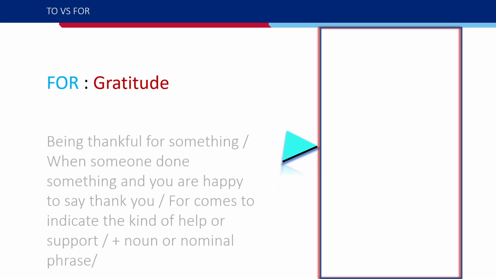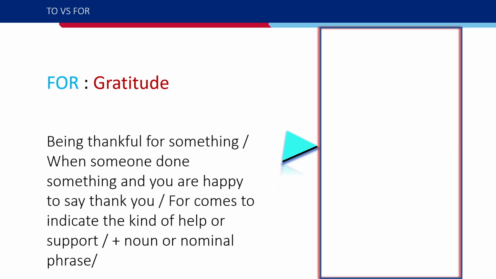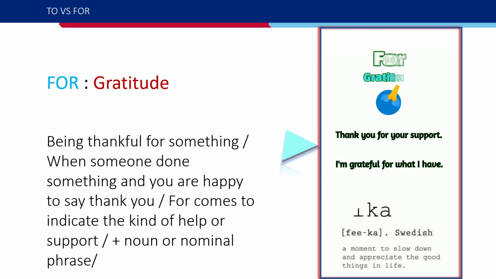What about gratitude? In gratitude, we showcase an idea or a support from someone to say it in a sentence. It is a way to be thankful for something. When someone does something and you are happy to say thank you, "for" takes place here and it comes to indicate the kind of help or support. It could be a noun or nominal phrase. For example, here, thank you for your support, or I'm grateful for what I have.